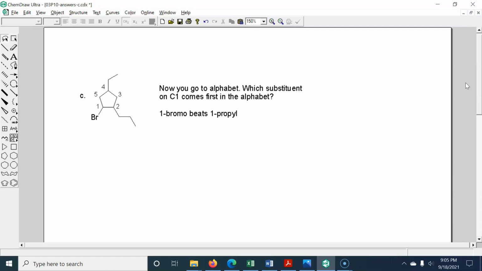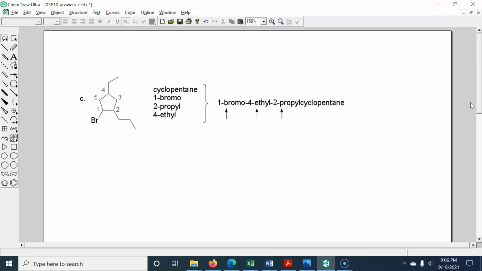What's next? You know what's next. We're going to circle the substituents, list the substituents and the parent, then put it all together in the name. If you want to give this a go, pause the video and based on my numbering system, our numbering system, go ahead and name this molecule. The name of this molecule is 1-bromo, 4-ethyl, 2-propyl cyclopentane, and I'm pointing to the letters that we're using to alphabetize the substituents.